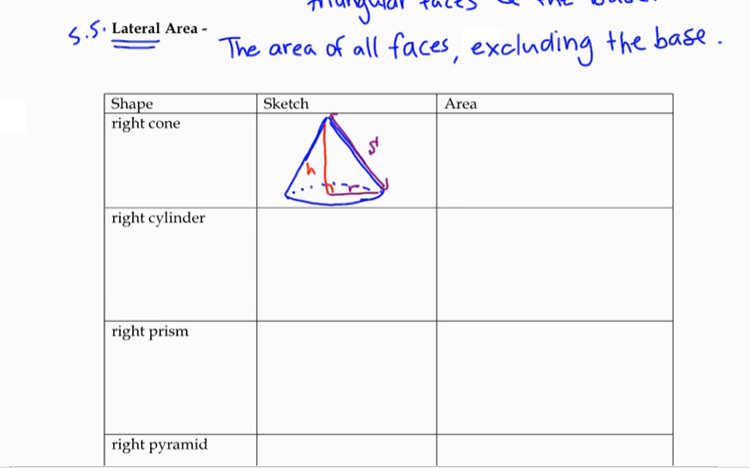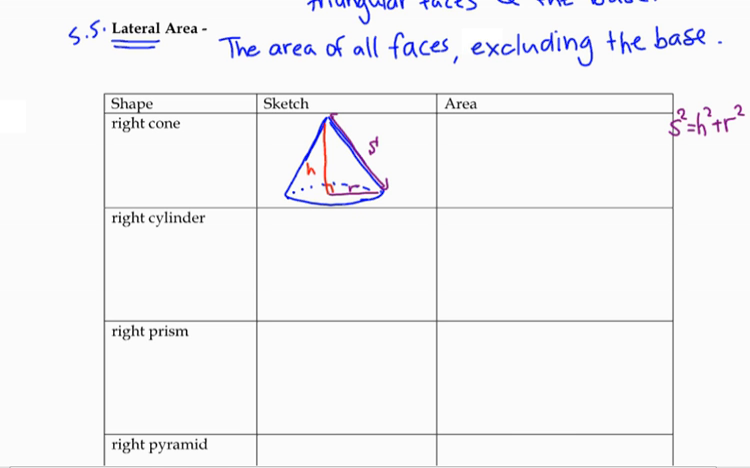So say you know H and R, how could you find S? Yeah, Bria? Pythagorean theorem, right? S squared is equal to H squared plus R squared. So if they give you the vertical height and the radius, but you need slant height, that's how you're going to find it. You're going to use the Pythagorean theorem. Okay, that's a right triangle. Do you see the right triangle in there?